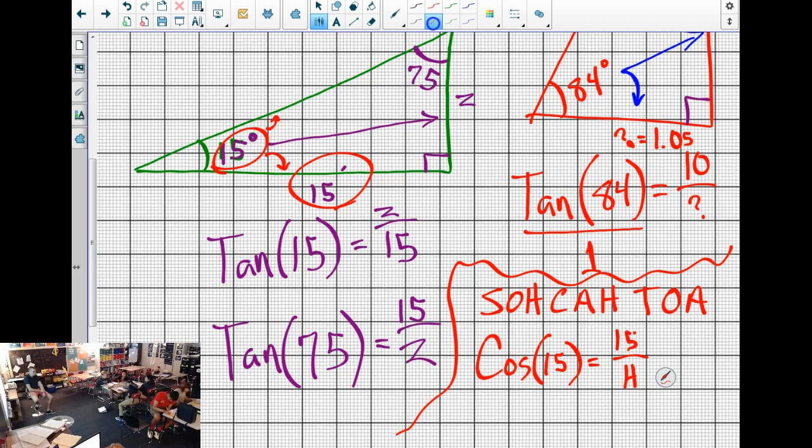Forget about sine and cosine. If somebody walks up to you and they say, hey dude, my math teacher talked about tangent. Do you understand? That's it.